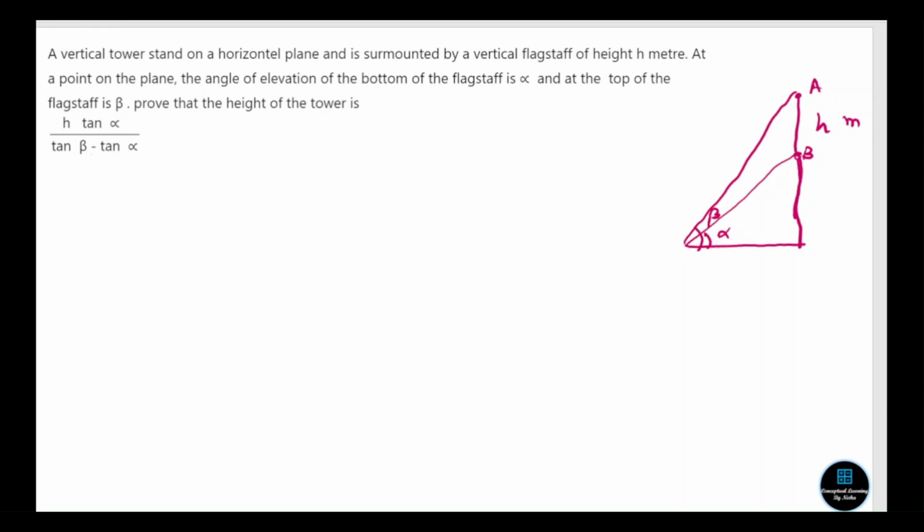Okay, and we have to prove the height of the tower. So the height of the tower is this. So BC is the height of the tower. Okay, that we have to prove. It is this much. All right. So let's say this height is x meter, and the distance of this point of observation and tower is y. I am taking this. Okay. Now we have to prove x equals to this value. All right. Now how to do that?